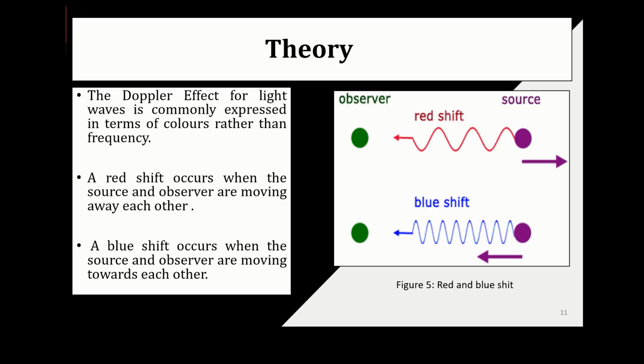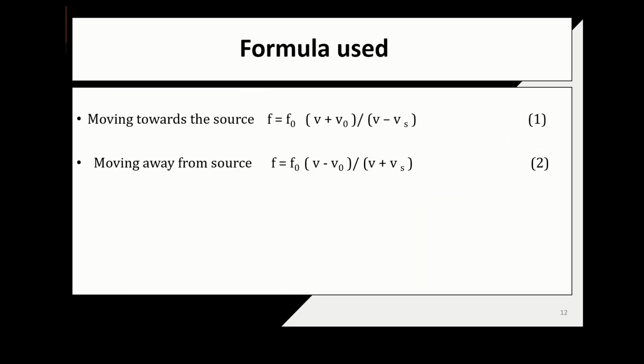So when we talk about light waves and sound waves, we only say there is an upward shift or a downward shift in the frequency. So this is the Doppler effect. And in expression number 1 here, we have f naught, which is the actual frequency of those sound waves.